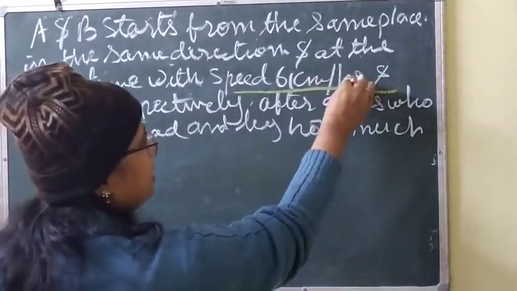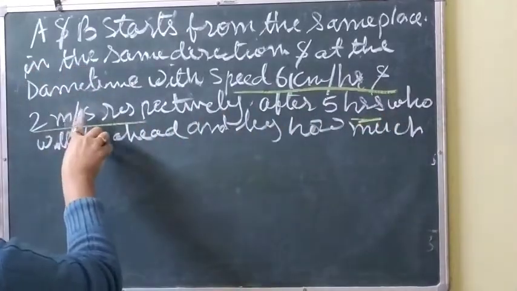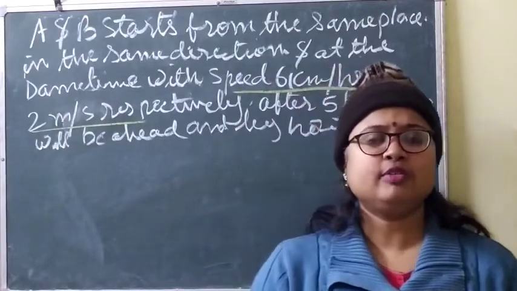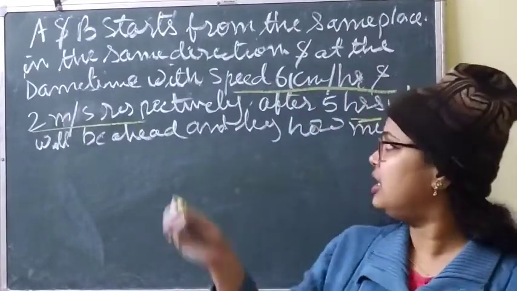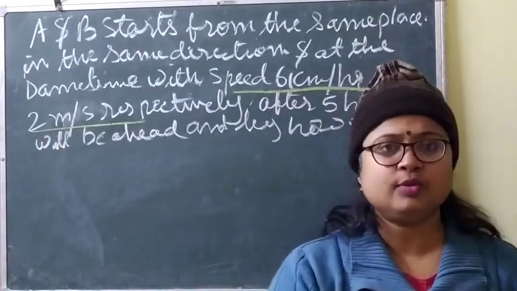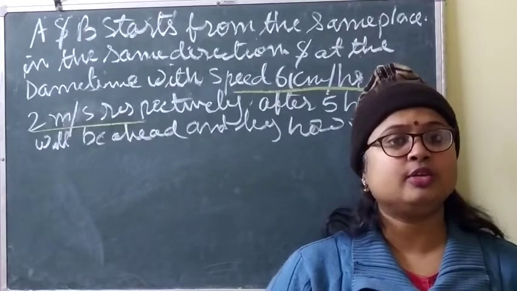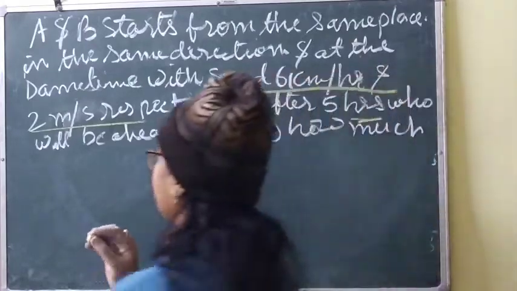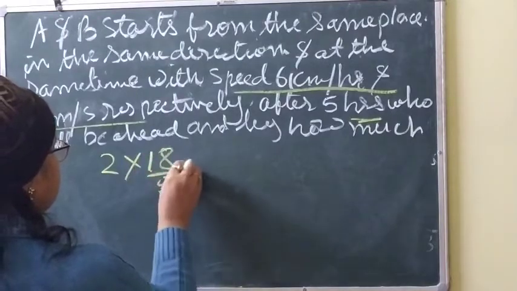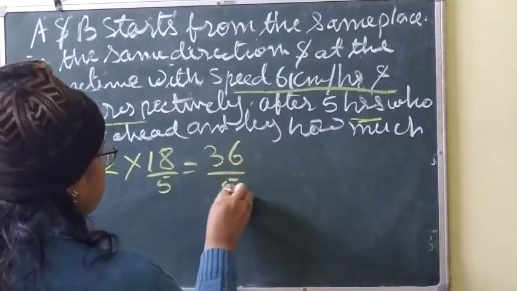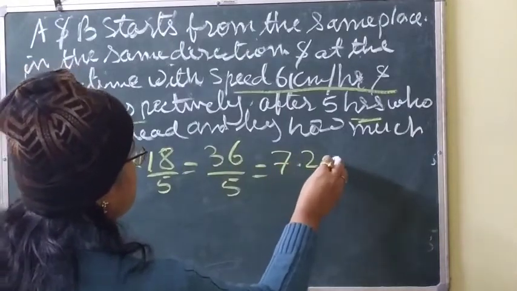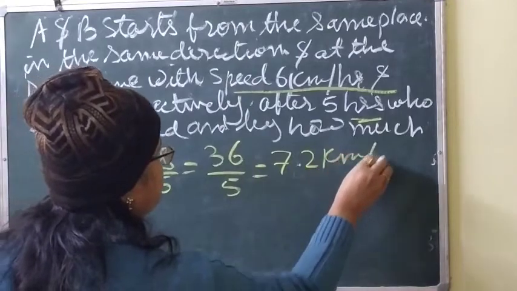Now here kilometer per hour, here hours, but here it is meter per second. So first check the unit. Again and again I'm telling you, whenever you solve the question, first you check the unit. So here all these units are same, but here it is given 2 meter per second. What we will do? We will convert this meter per second into kilometer per hour. Clear? And you know how to convert it. So 2 into 18 by 5. So 5 sevens are 35. 5 twos are 10. So 7.2 kilometer per hour.